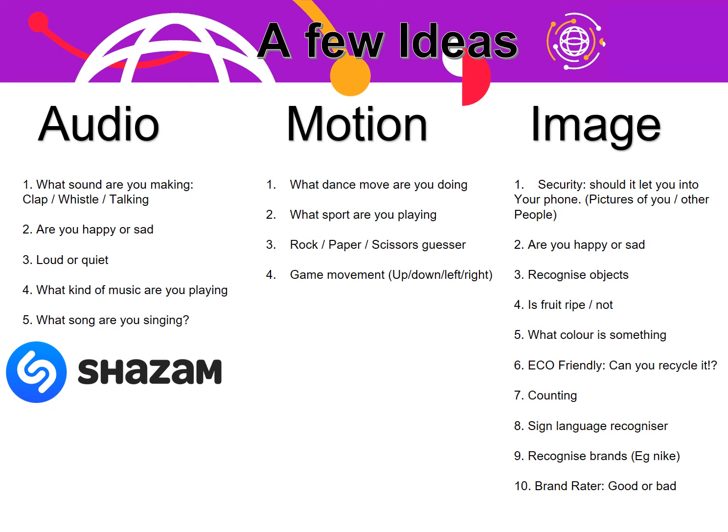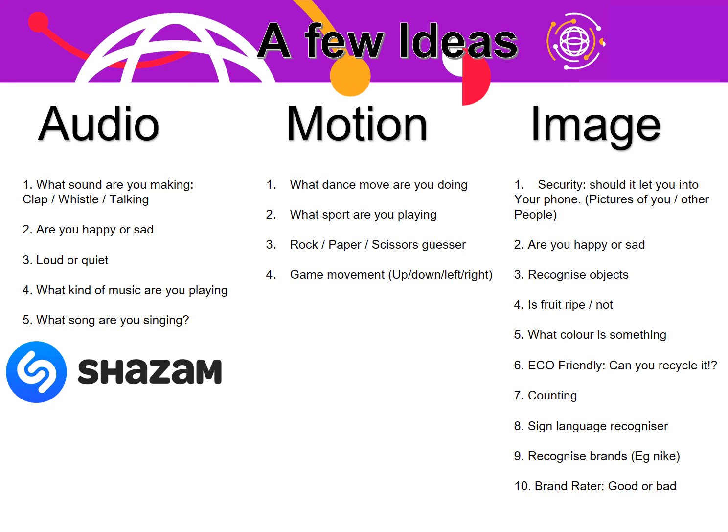In the images, you could do security, but we've kind of done that one already. Again, are you happy or sad? Get it to recognise objects, to find out if fruit is ripe or not, what colour something is. You could do an eco-friendly one. Can you recycle something? So you could train it to notice plastic. You could get it to count by holding up your different fingers, or a sign language recognizer. You could get it to recognise brands, to say if it's a good or a bad brand.